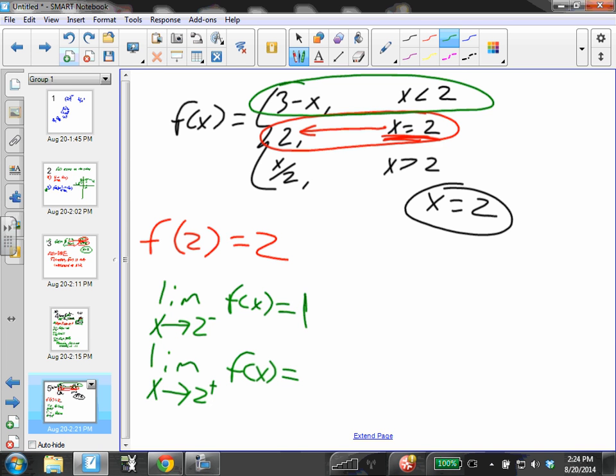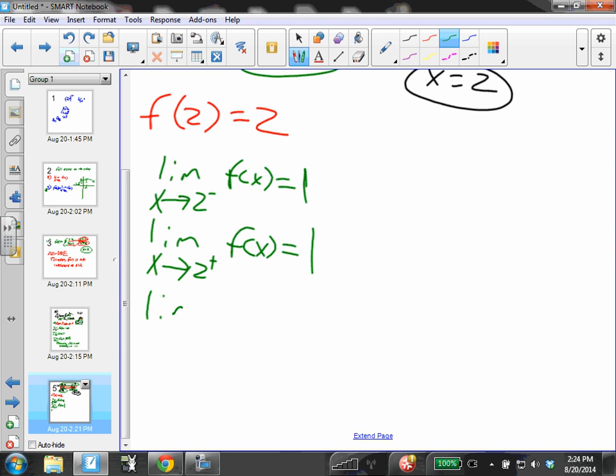Then on the right-hand side, if we're talking about numbers that are to the right of 2, or bigger than 2, then we want to use this one, because for x values that are bigger than 2, we're supposed to use it. I'm using that one right there, and I'm going to get 2 divided by 2, which is 1. So we can say the limit as x approaches 2 of this function is going to be 1, because the left-hand limit and the right-hand limit match.